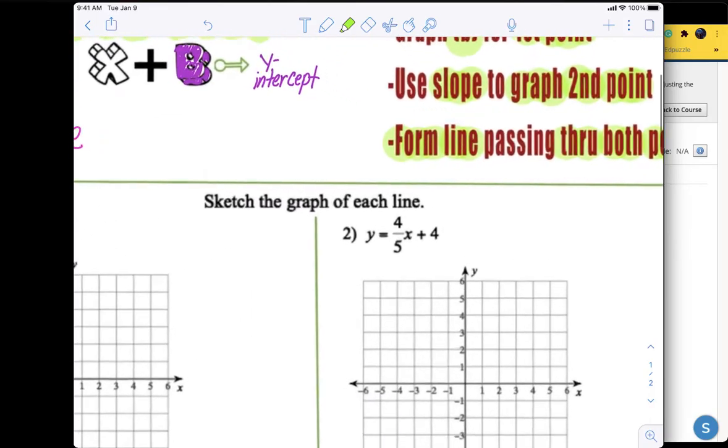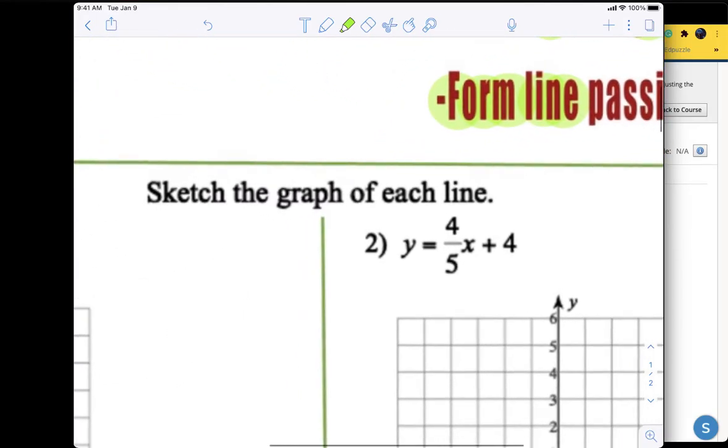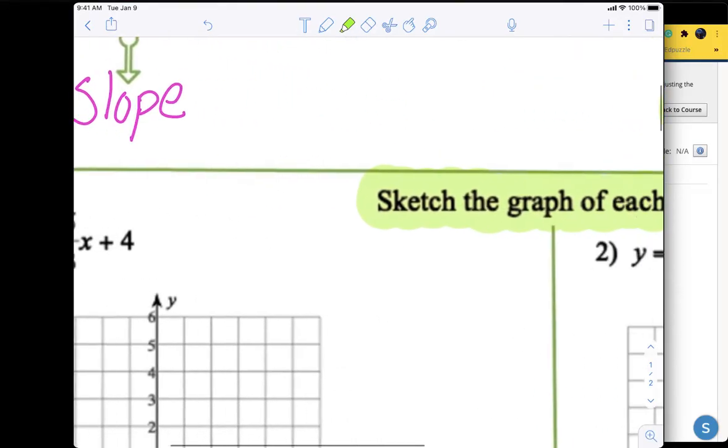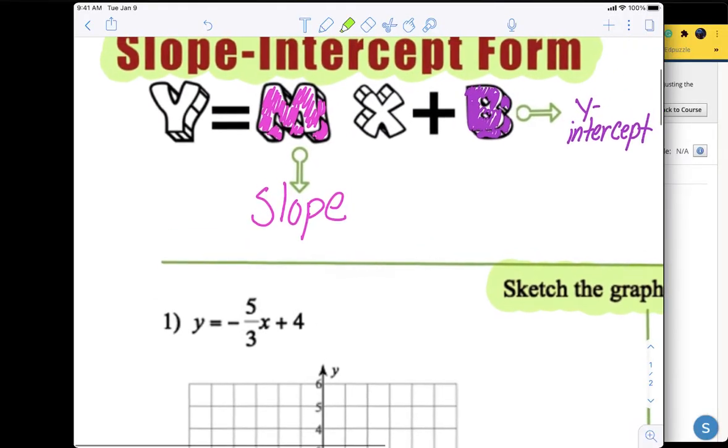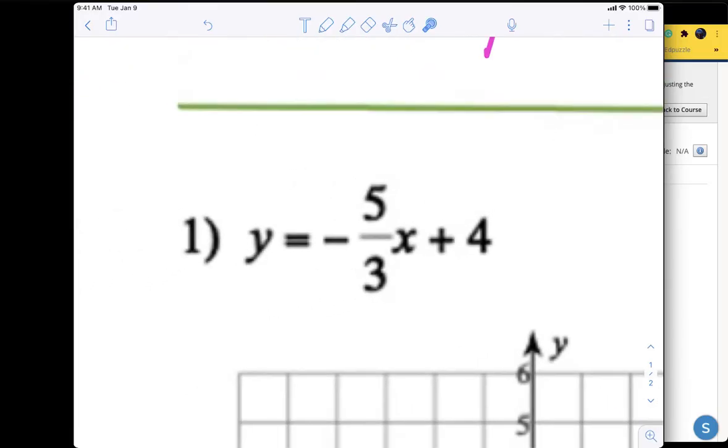As always, we make sure that we read our instructions first. And the instructions here say sketch the graph of each line. Okay? So we have to sketch the graph of each line. So first thing I'm going to do is notice that this is in slope-intercept form, y equals mx plus b.